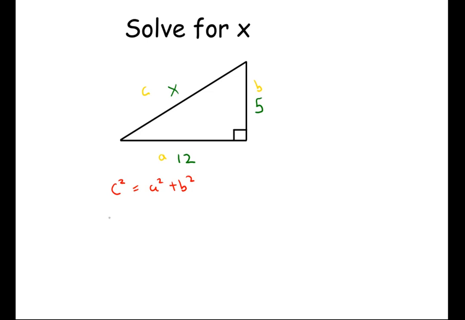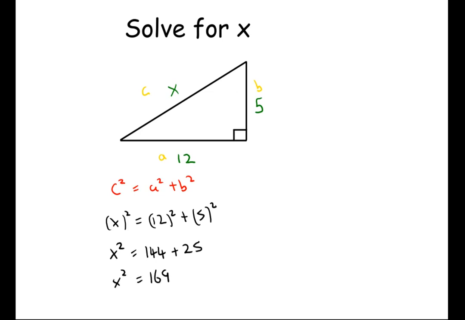Then you fill in your formula. So instead of c, I'm going to put x. Use brackets always when you're subbing in. x squared is equal to 12 squared plus b squared, which is 5 squared. Again, just take your time with this. That becomes x squared is equal to, you can use your calculator there as well, 144 plus 5 squared is 25. So x squared is equal to 169.